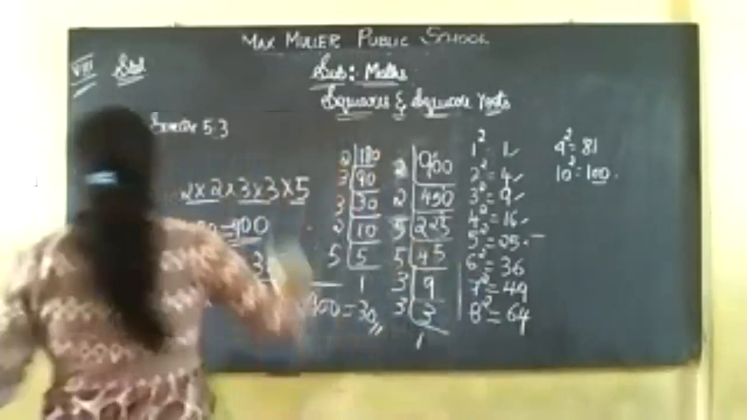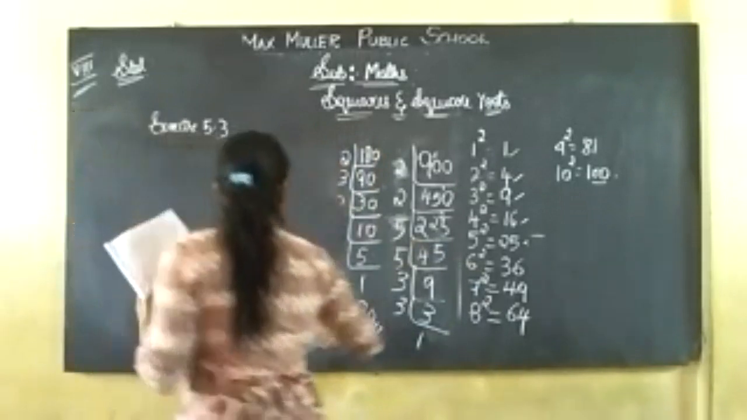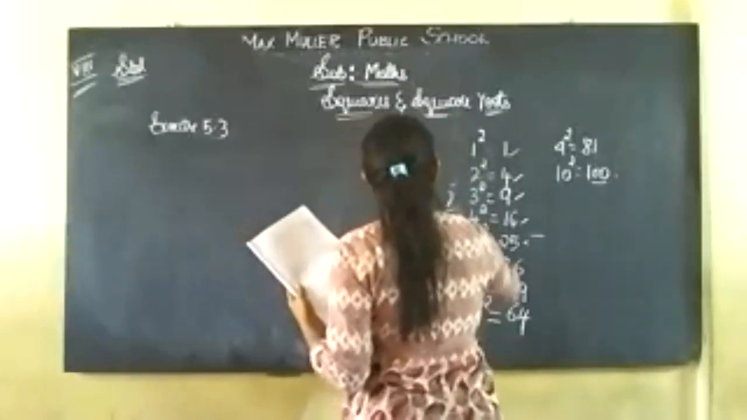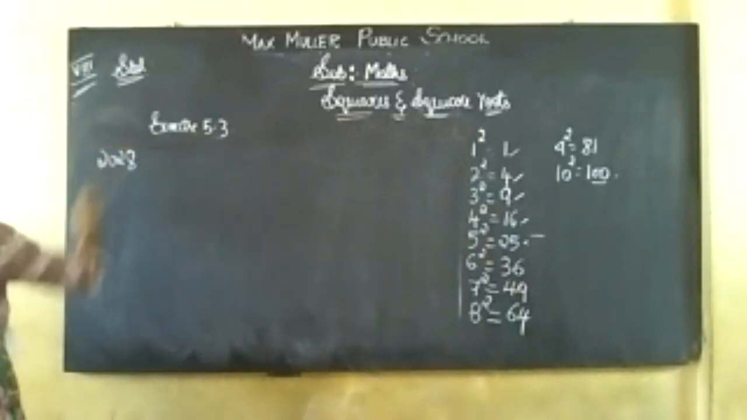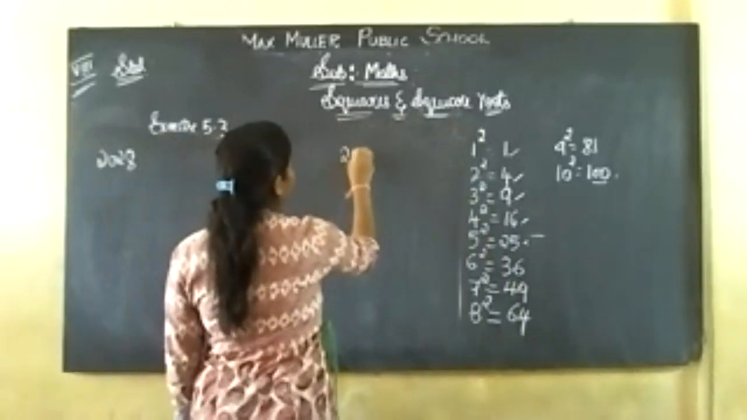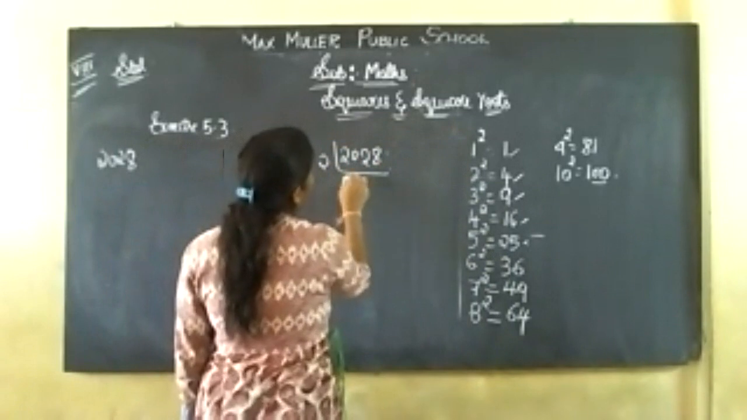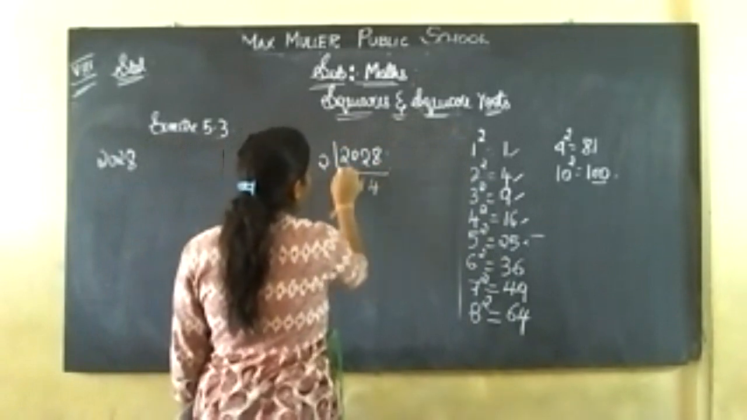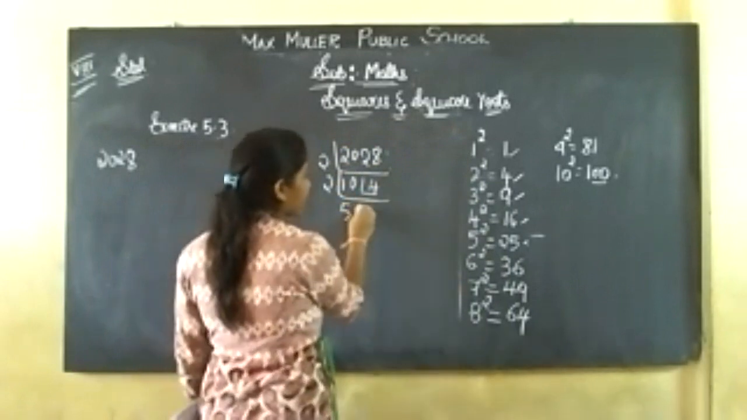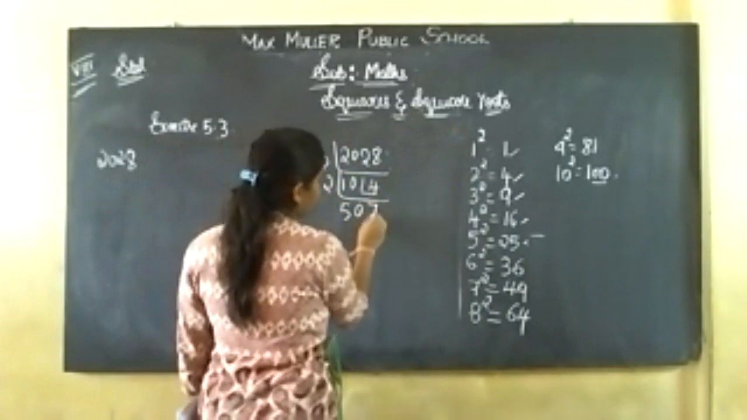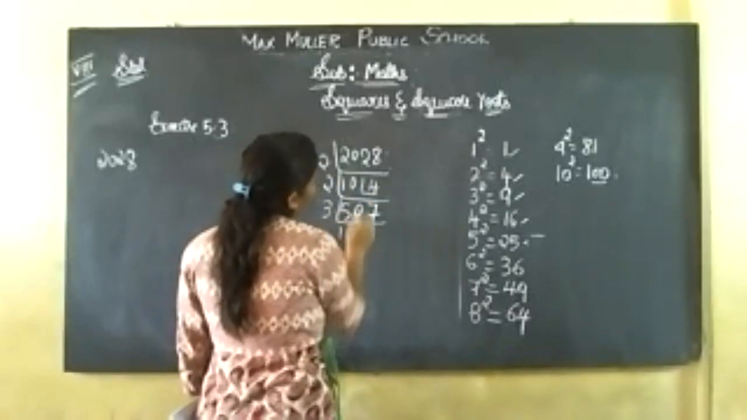Next problem. Find out by prime factorization method the square root of 2028. So 2 ones are 2, 0, 2 ones are 2, 2 fours are 8, 2 fives are 10. You are taking two numbers here, so put 0 in the middle, 2 sevens are 14.